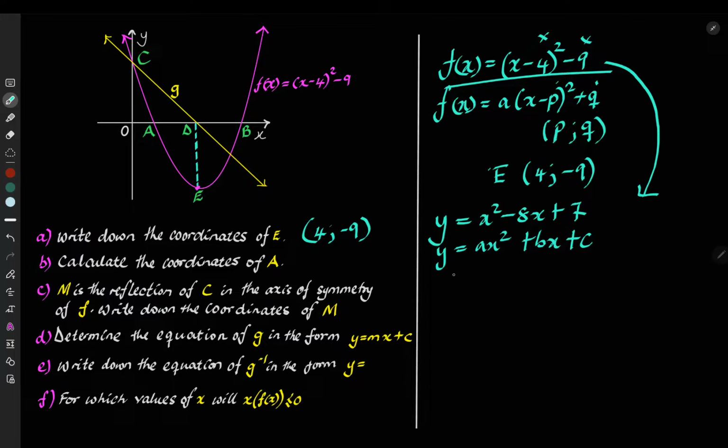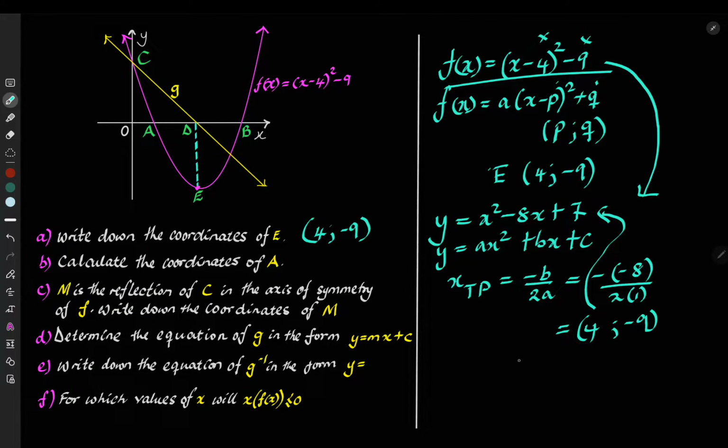You have to know that the x coordinate of the turning point, so the x coordinate of E, is always calculated by the formula minus b over 2a. In this case, that is minus (minus 8) divided by 2 times a, which is 1, and that gives you 4. Once you have the x coordinate of the turning point, you can substitute that 4 back into this equation, and you get negative 9. So this is another way of getting the turning point. Let me know what you think.